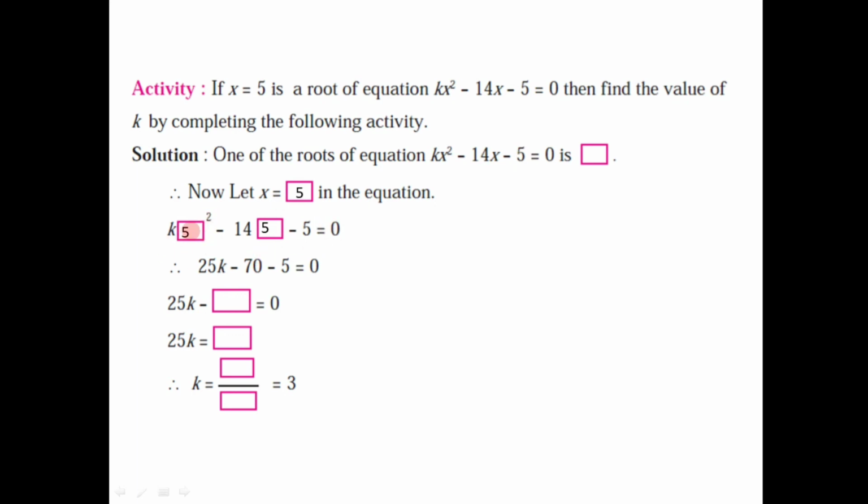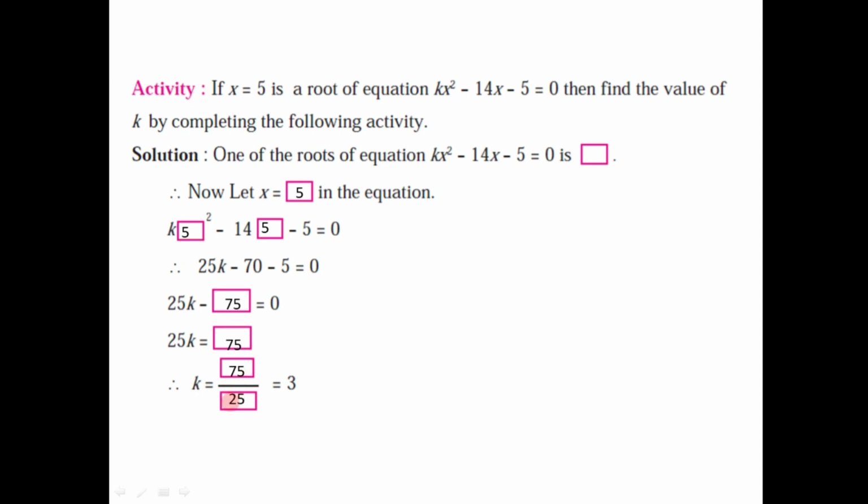So 5 square is 25, and 25 into k is 25k, minus 14 into 5 is 70, minus 5 is equal to 0. So 25k minus 70 minus 5, that will be minus 75, is equal to 0. If we take minus 75 to the right hand side, it will become plus 75. So we get the equation 25k is equal to 75. We have to find the value of k. That's why we have to transfer 25 to the right hand side, so it will be in the denominator, so as to get k is equal to 75 divided by 25.